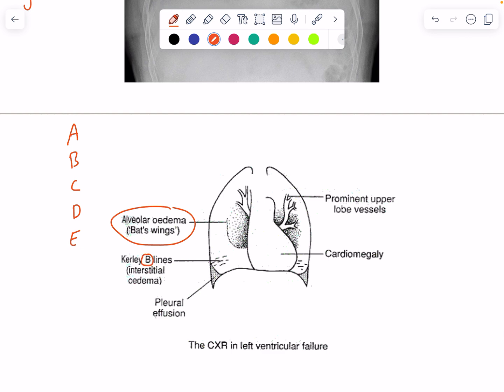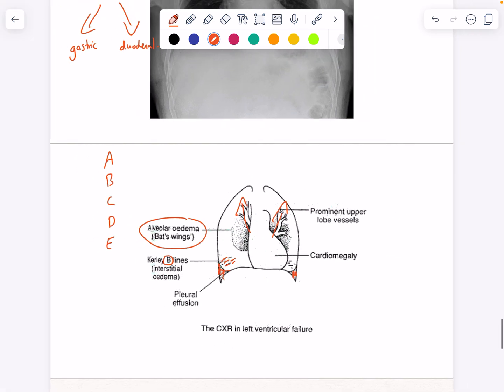B stands for Kerley B lines, which is the interstitial edema, which you'll see as these lines going along here. C is cardiomegaly, i.e. the heart's massive. D is dilated upper lobe vessels, because your body's trying to get its oxygen supply from higher up to the functioning parts of the lungs. And then E is pleural effusions, which is blunting of the costophrenic angles. Yeah, so that is basically heart failure on a chest x-ray. Learn A to E, it comes up all the time. And that is all of chest x-rays.